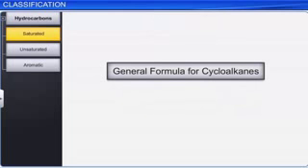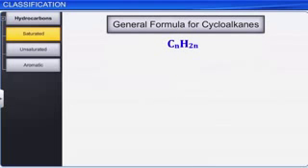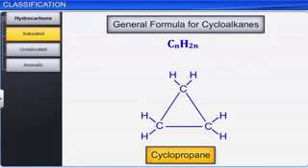Saturated hydrocarbons in which the carbon atoms join together to form a closed chain are called cycloalkanes. The general formula for cycloalkanes is CnH2n, where n is equal to the number of carbon atoms present. For example, cyclopropane.